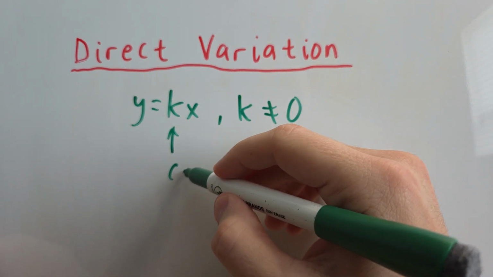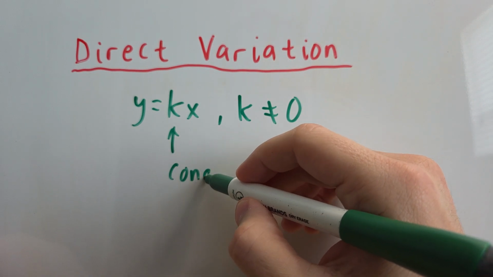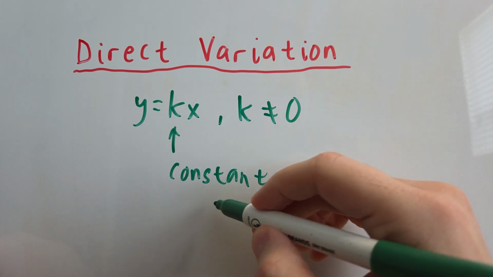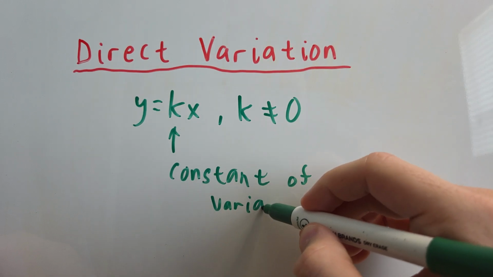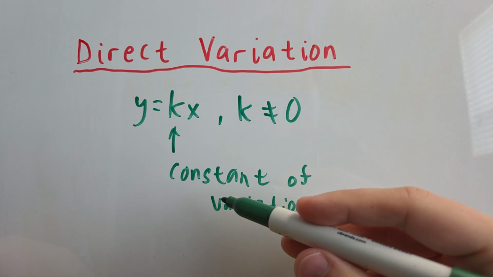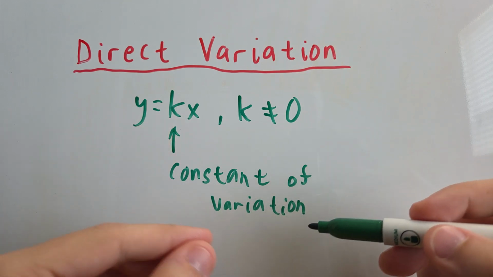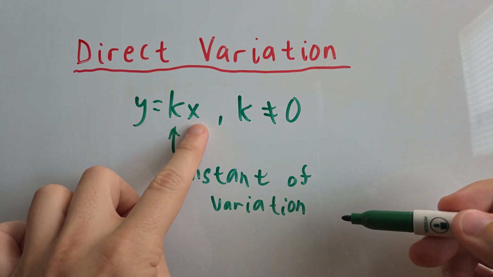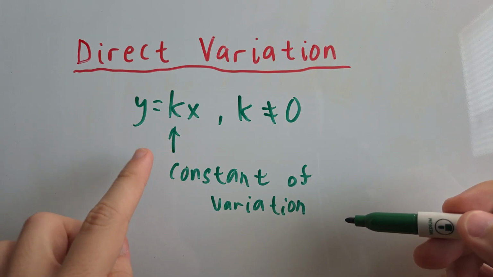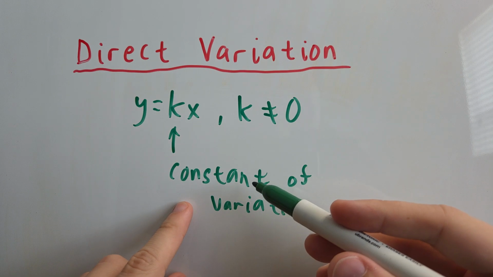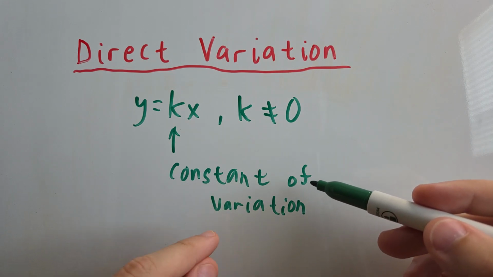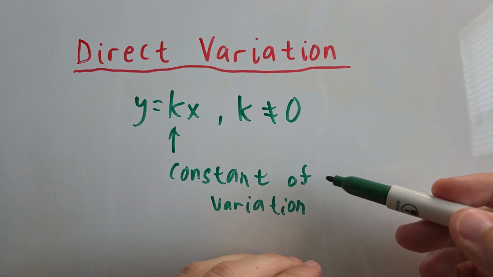K is what is known as the constant of variation. K is the coefficient of x, whatever it may be. The variables x and y are said to vary directly with each other. And just a general note, constant means remaining the same. The constant of variation means changing at the same rate.